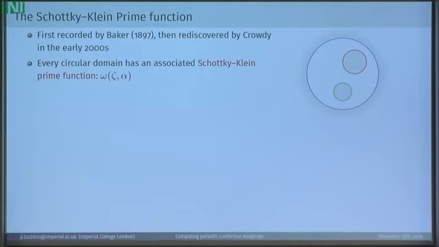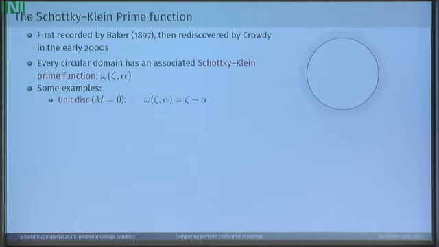And basically, every circular domain, such as this triply connected domain on the right, has an associated prime function. So here are a few examples. In the simply connected case, when we have the unit disk, the prime function is just the difference of its arguments, like this. So that's the simplest case, just the difference of its arguments.